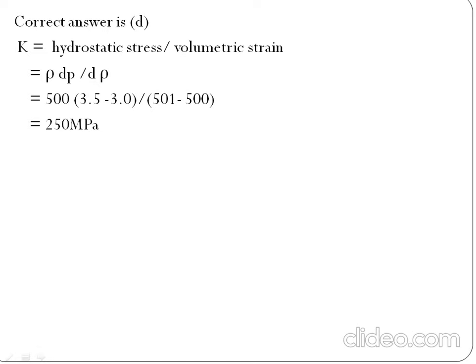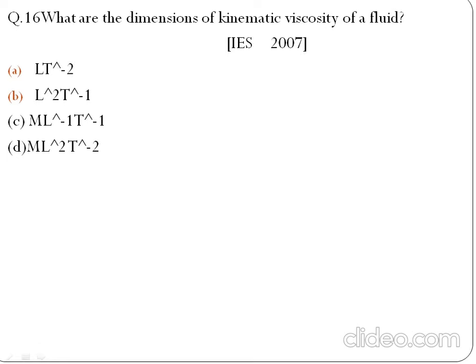Question 16. What are the dimensions of kinematic viscosity of a fluid? Option A L t to the power minus 2, option B L squared t to the power minus 1, option C M L to the power minus 1 t to the power minus 1, option D M L squared t to the power minus 2. So the correct option is B, L squared t to the power minus 1.